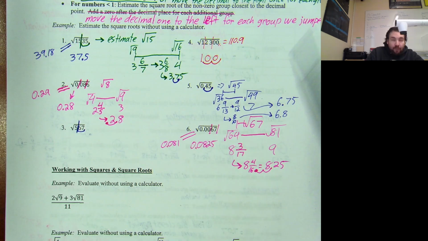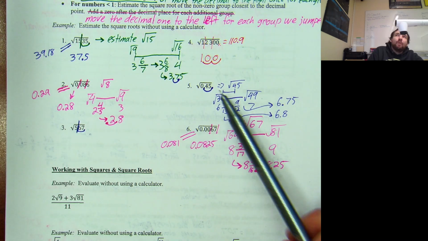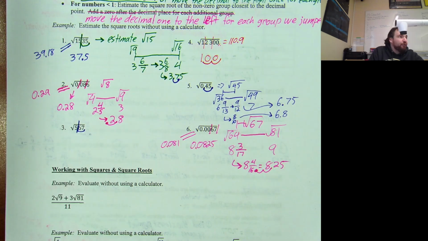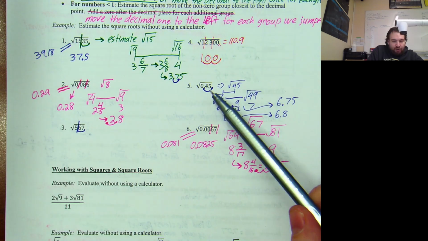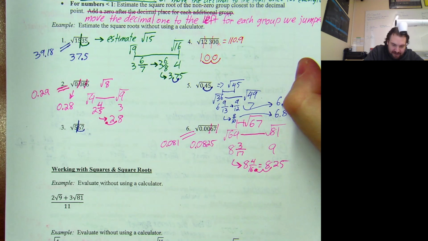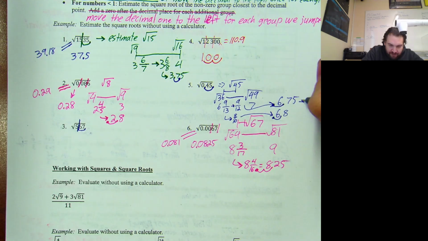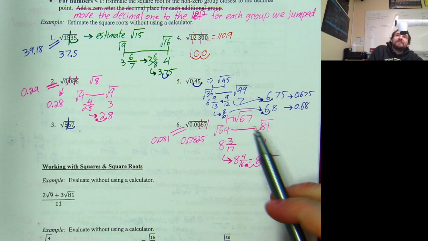So then what we need to do now is we jump the decimal back 1 for every group of 2 we hopped. We hopped one group of 2. So from 6.75 or 6.8, I'm going to drive the decimal place 1 back to the left, which makes my estimate either 0.675 or 0.68, depending on which of these fractions I used.